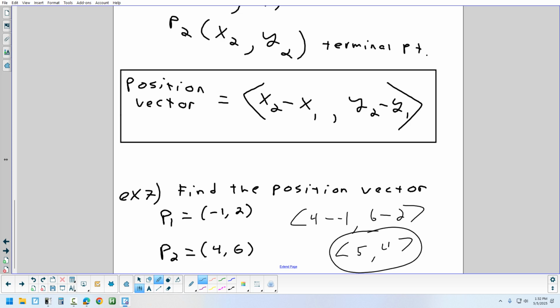So if you wanted to draw this vector, but you wanted it to start at the origin, you would start at the origin, go 5 units right, 4 units up, and make your arrow. Any question how we use these 2 points to get the position vector? They'll give you the 2 points, and again, if they don't label which one is which, P1 is initial, P2 is terminal.